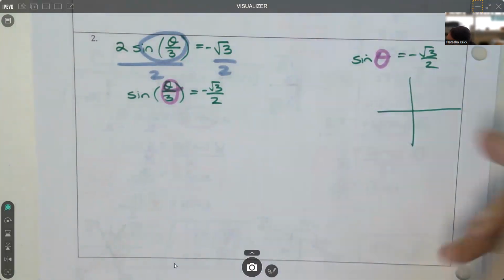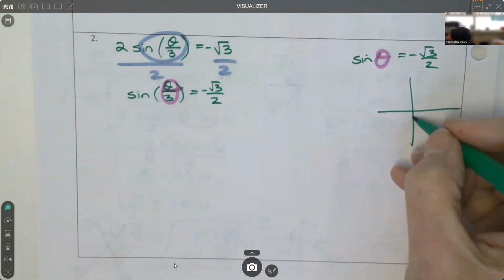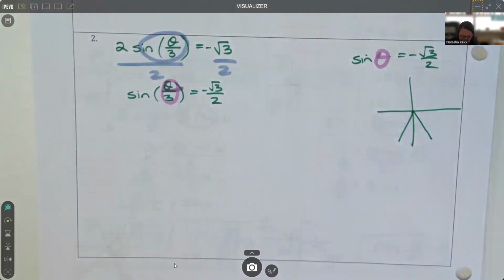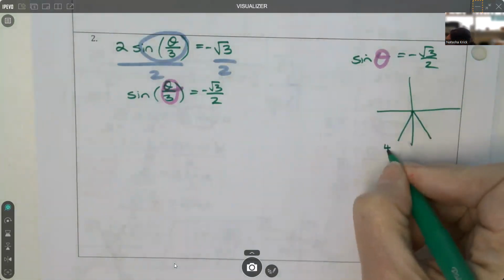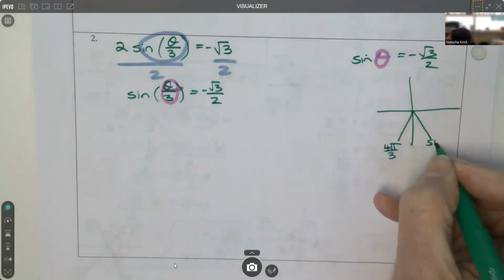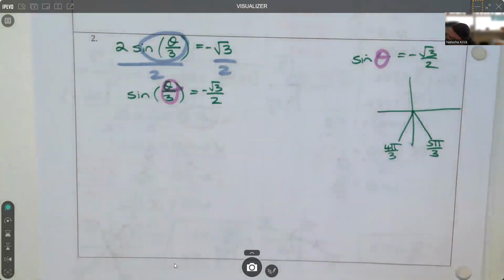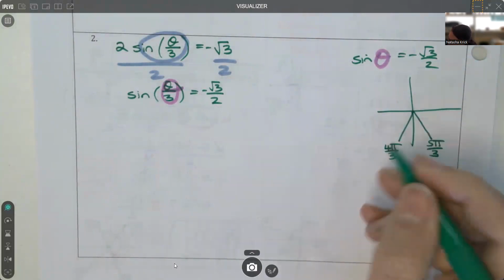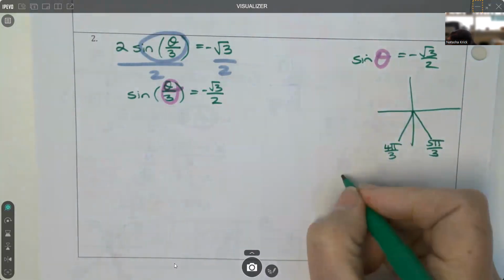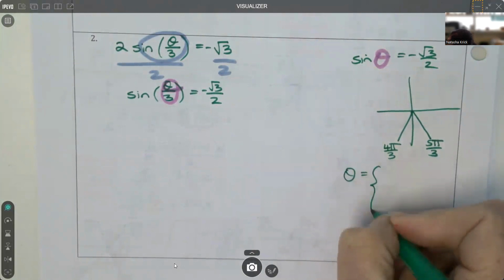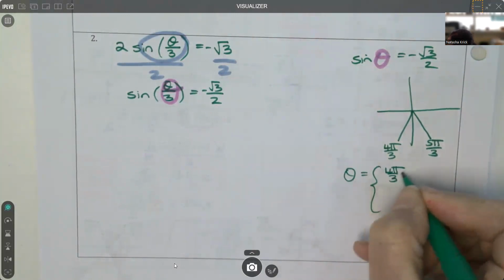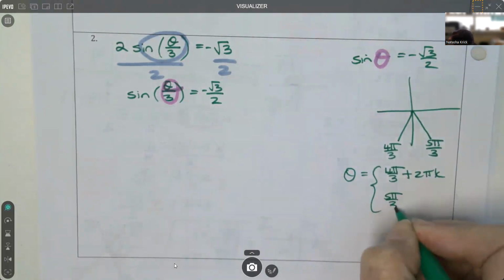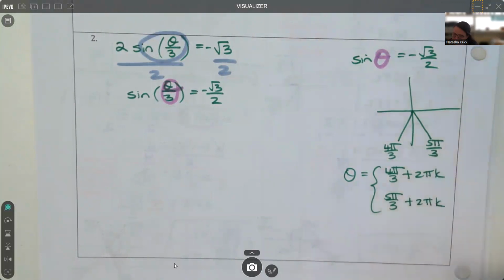If sine is negative, it's going to be in the third and the fourth quadrant. Root 3 over 2 is the longer side, so it's going to be one of the steep angles. And so this is going to be 4 pi over 3 or 5 pi over 3. And then we're going to repeat. If we spin around either clockwise or counterclockwise, it would repeat itself. So we're going to get two solutions here. We've got 4 pi over 3 plus 2 pi k and 5 pi over 3 plus 2 pi k.